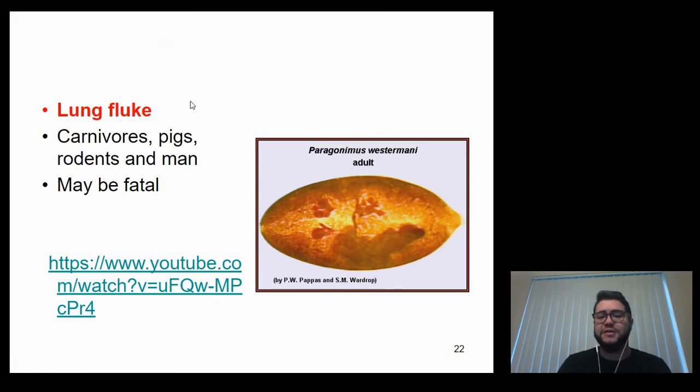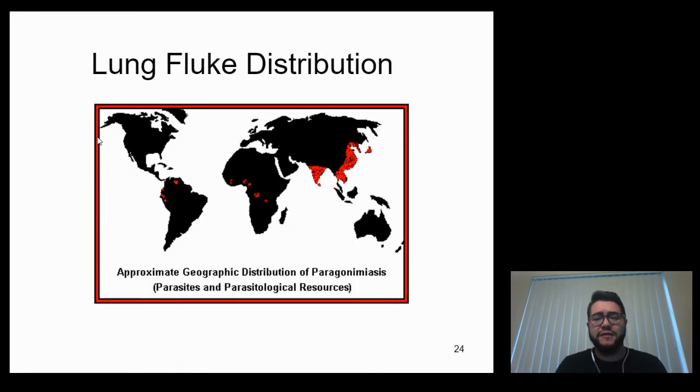Lung fluke works pretty much the same way, except this one can be fatal if it finds its way into a human, because it can cause extreme bleeding inside the lungs. Lung fluke is not often found in the United States, which is good news. It's found in South America and in Southeast Asia mainly.